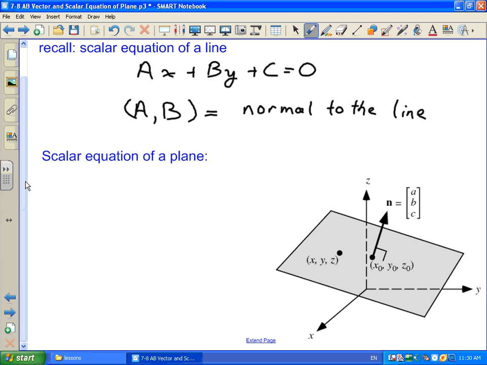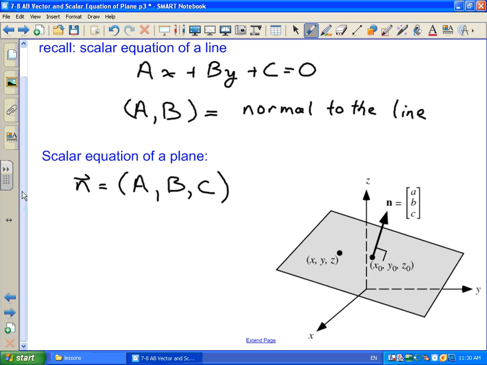And what we do with the scalar equation of a plane here is, again, we're going to use the normal vector, which in this case is a vector that is perpendicular to the plane, to generate our scalar equation. So if we've got the normal here, they give it as ABC. To be consistent with what we did with lines, we're going to use capital A, capital B, capital C to be our normal vector.